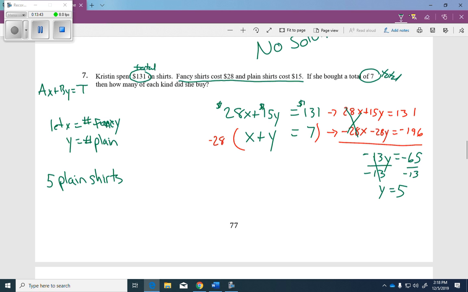Plug this in to one of the equations. The bottom one's easy. I could even do mental work. I know that the x must be 2, right? X plus 5 equals 7. What's x? I really don't even have to do this algebraic work. I know that there are 2 fancy shirts.